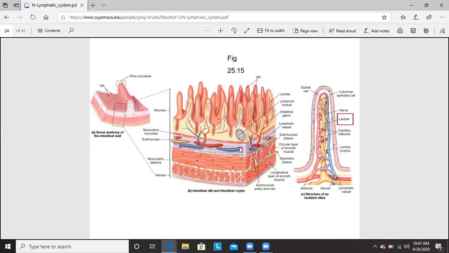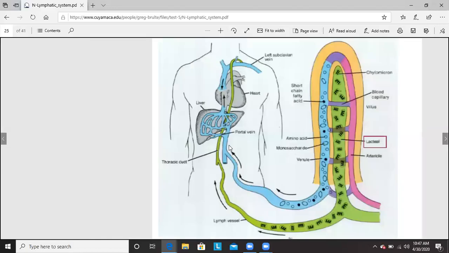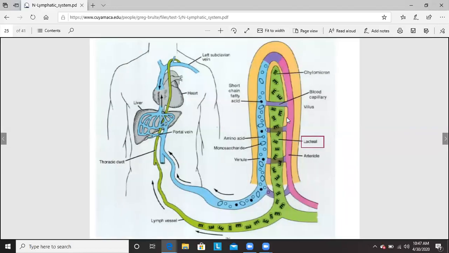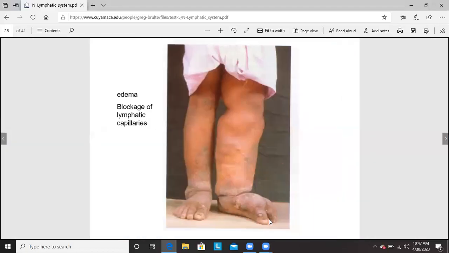Just know that they're lymphoid nodules, because think about all the bacteria and everything that could be in your intestines. So you need a lot of immune system components here to help defend against that. And that's just showing you the lacteal absorbing the fats and fat-soluble vitamins there. We did that.